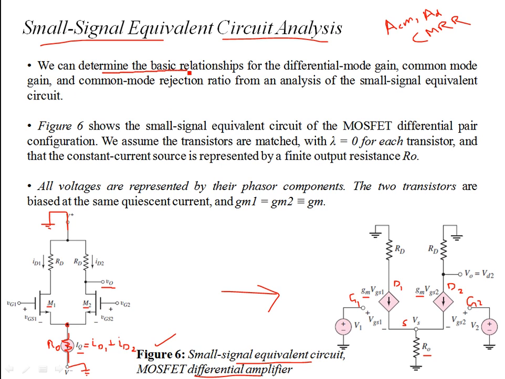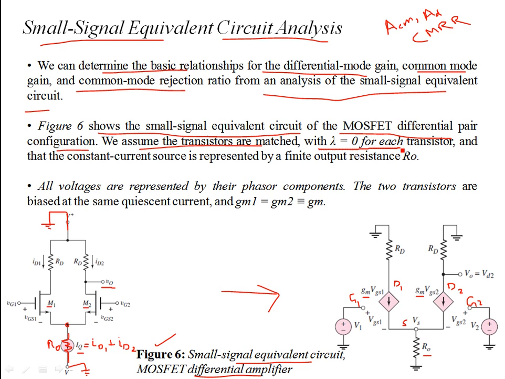We determine the basic relationships for differential mode gain, common mode gain, and common mode rejection ratio from the analysis of the small signal equivalent circuit. Figure 6 shows the small signal equivalent circuit of the MOSFET differential pair configuration. We assume the transistors are matched with lambda equal to 0 for each transistor. Lambda equal to 0 means that you are not considering any output resistance; if lambda was not 0, there would have been an output resistance over here. So there is no output resistance in both the MOSFETs. R0 is infinity for them, but the constant current source is represented by capital R0, which is its output resistance.